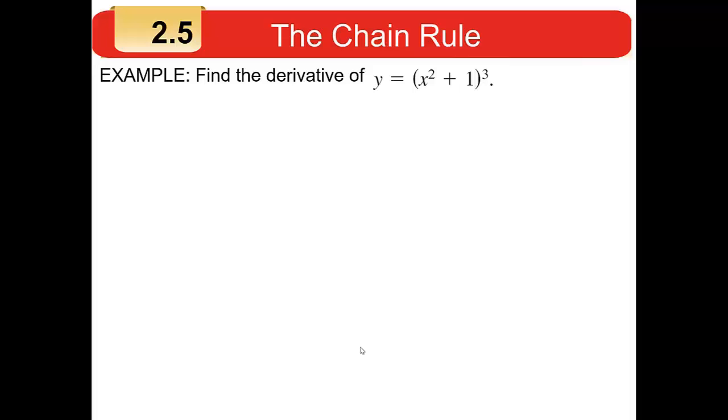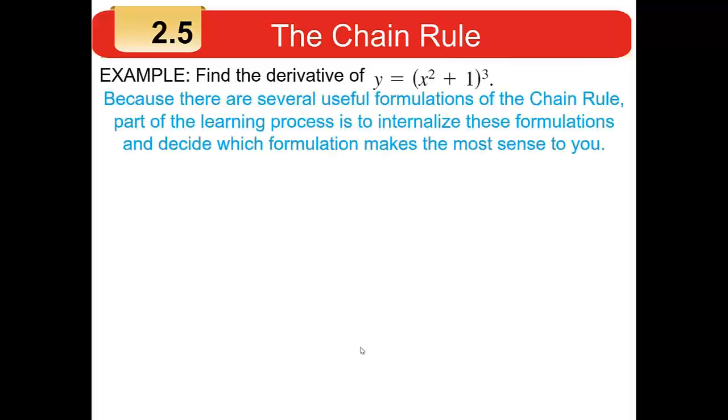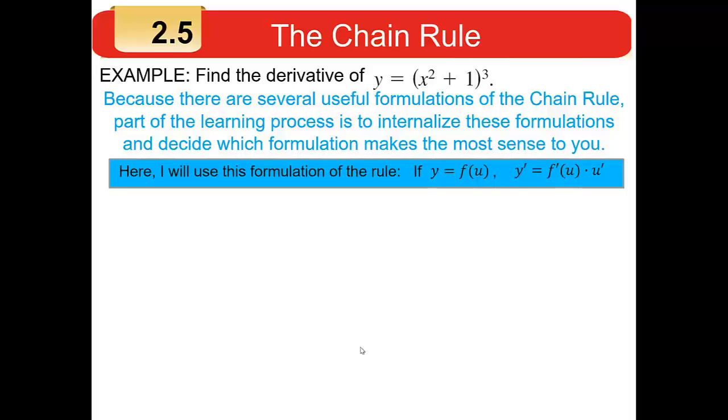Speaking of which, let's find the derivative as a starting off point of this function: y is equal to the quantity x squared plus 1, cubed. Now, according to the chain rule, we can take that derivative by applying whichever formulation of this makes more sense to me or to you, and use that formulation. I'm going to choose the one I presented just a second ago and look at it like this. If y is equal to f of u, then y prime is f prime of u times u prime.